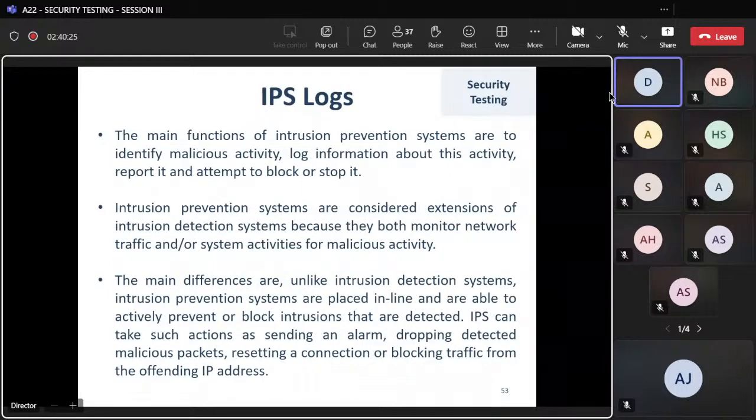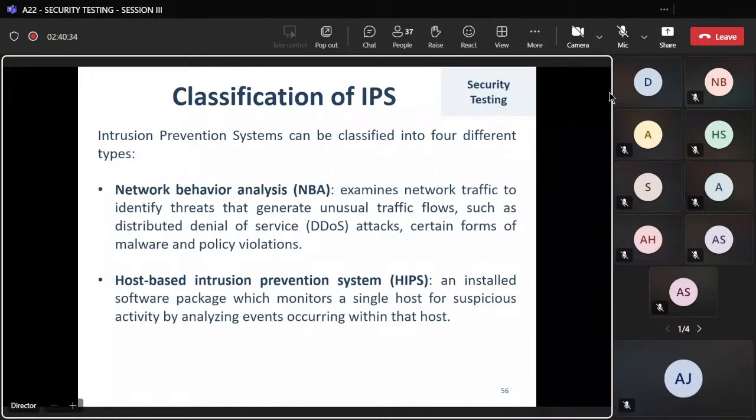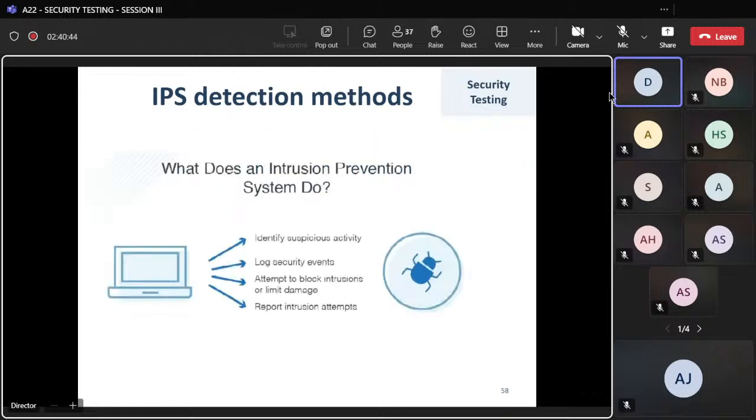Then after IPS logs, we have the classification. It may be a network-based IPS, wireless intrusion prevention system, or HIPS. Again, the detection method: signature based, anomaly based, then stateful protocol based. It is able to identify many threats.